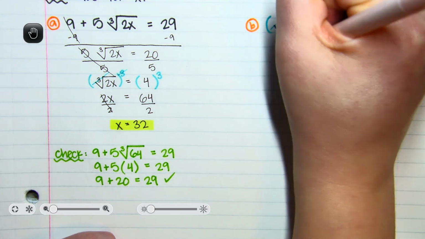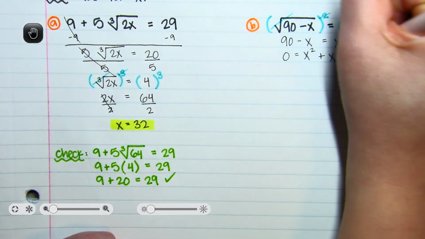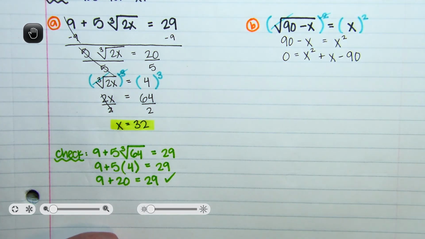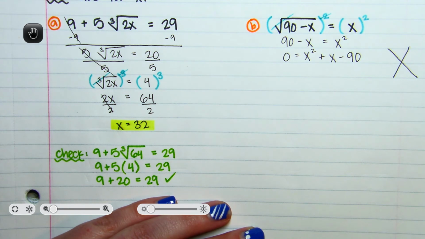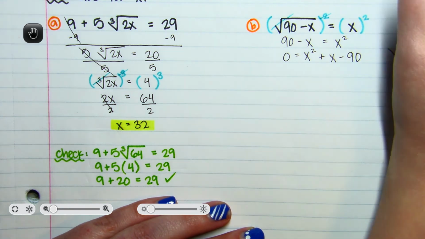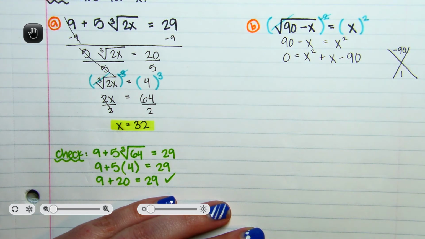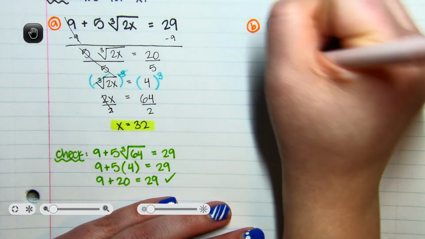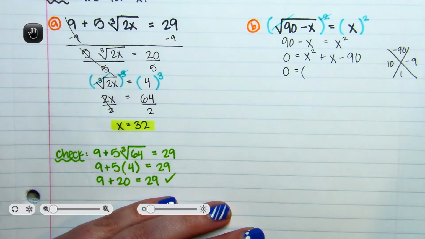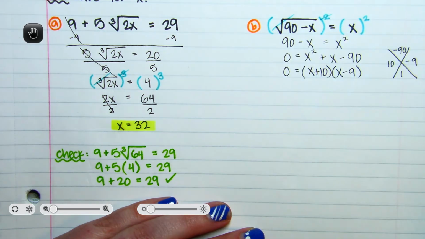So I'm going to end up with 0 equals x squared plus x minus 90. Now from here, we can do the big X. What goes in the top and bottom? You should have said negative 90 and positive 1. So what are my two numbers? You should have said 10 and negative 9. So 0 equals x plus 10 times x minus 9.